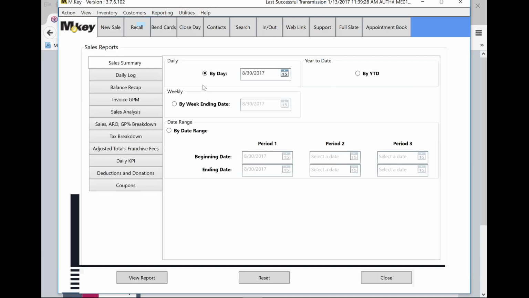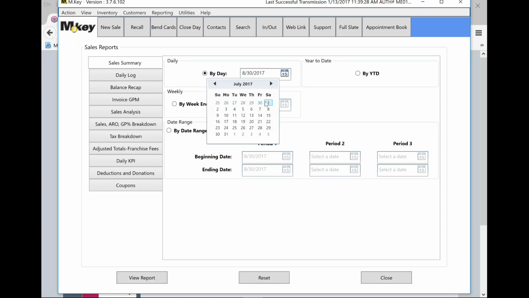Go to reporting and sales. I have an older database, so I'm going to have to alter the year here. But we pick our date. We can do by day. View report.